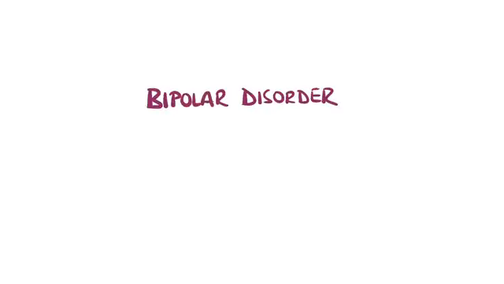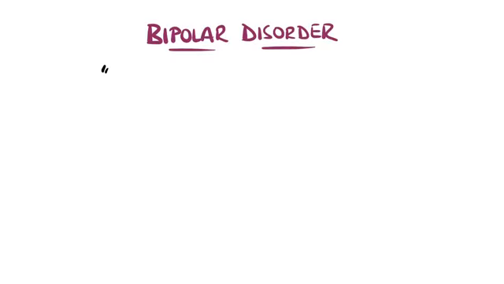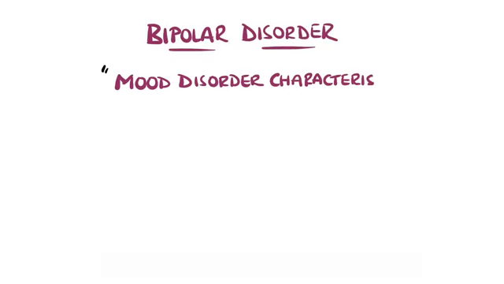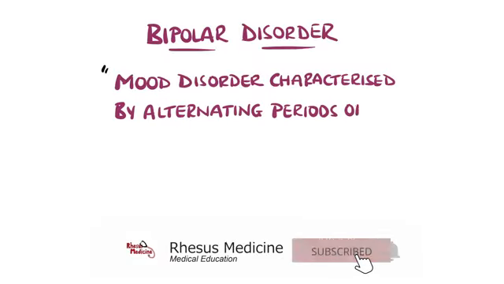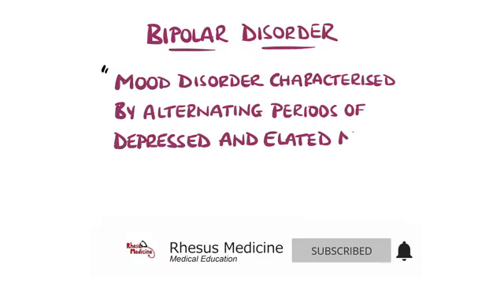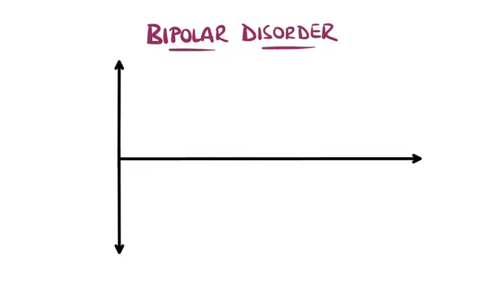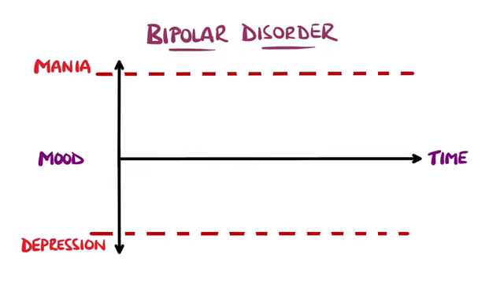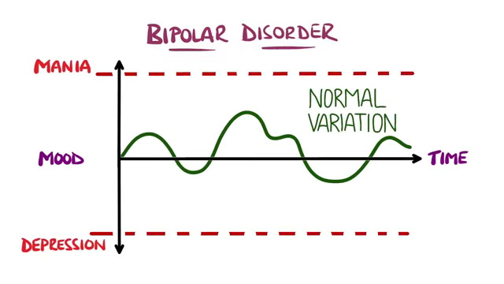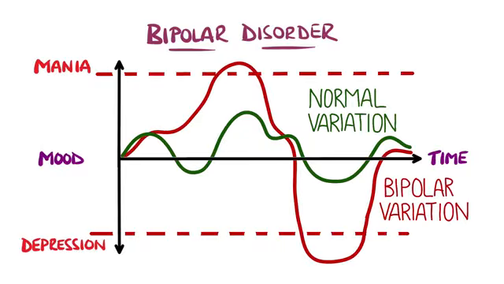Bipolar disorder is a mood disorder that is characterized by alternating periods of depressive symptoms and elevated mood, termed either hypomania or mania. Most people experience normal ups and downs, but in bipolar disorder, the range of moods is greater than normal and features extremes. We'll come back to this graph, but first we need to define depressive and manic symptoms.